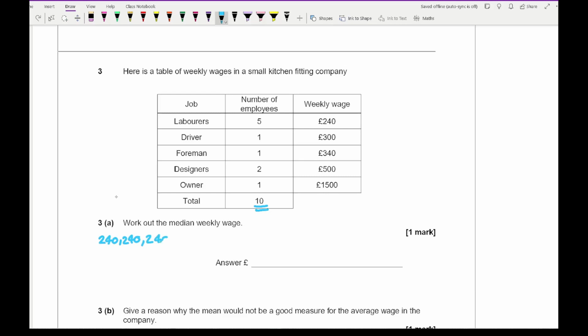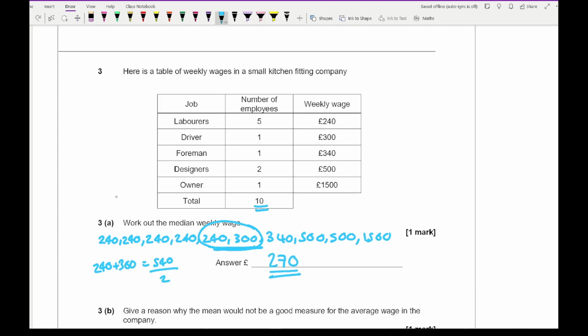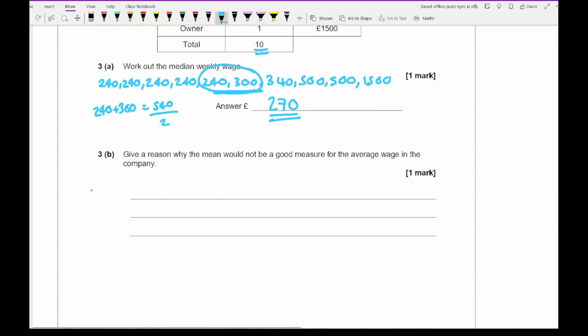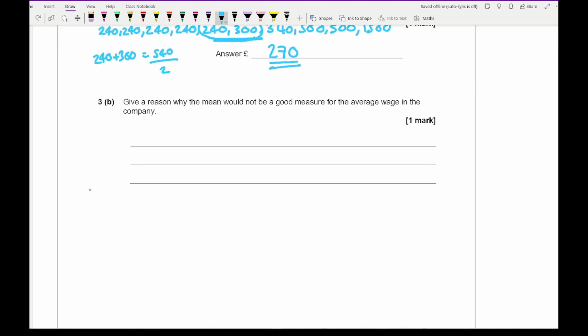So I've got 5 240s, and one more, and I've got 1 300, I've got 340, 2 500s, and 1 1500. And I want to look for the median value. The median value is going to be between these two numbers. So if I do 240 plus 300, which is 540, divide that by 2, I get a median answer of 270.